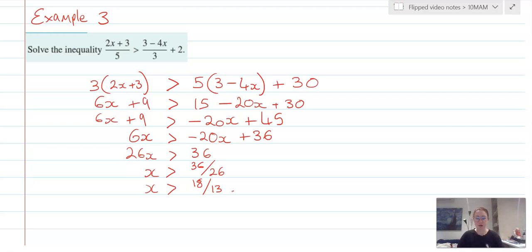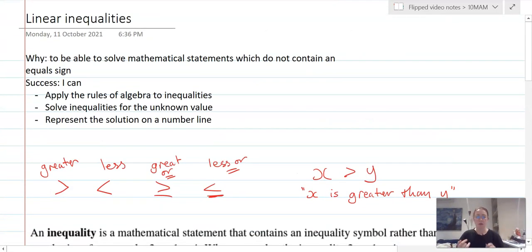So from success criteria, let's go back up and look at that. We can apply the rules of algebra. We can solve our inequalities for the unknown value, and we can represent those solutions on a number line.